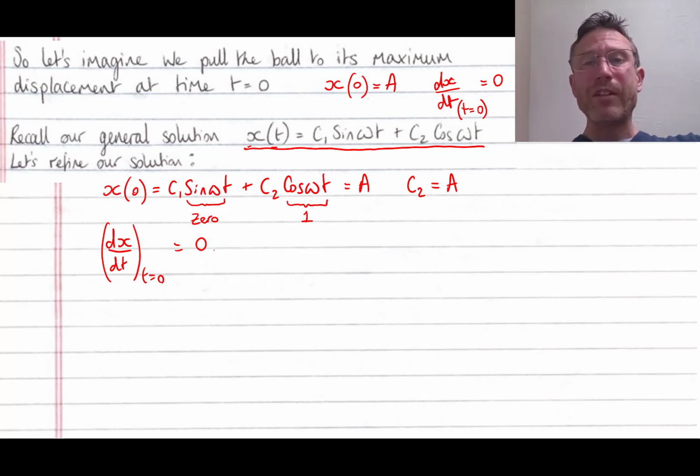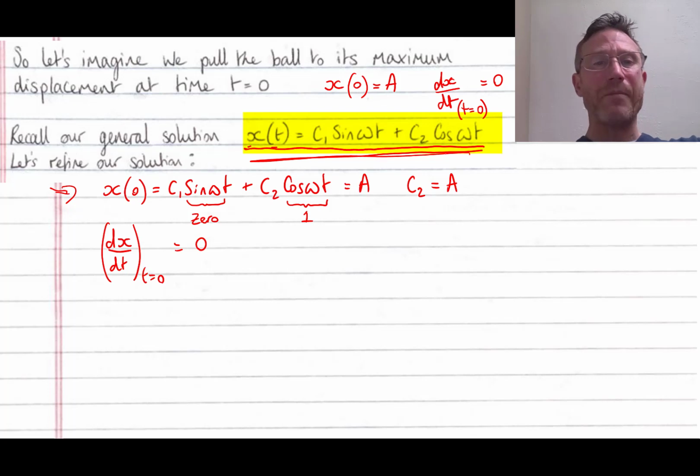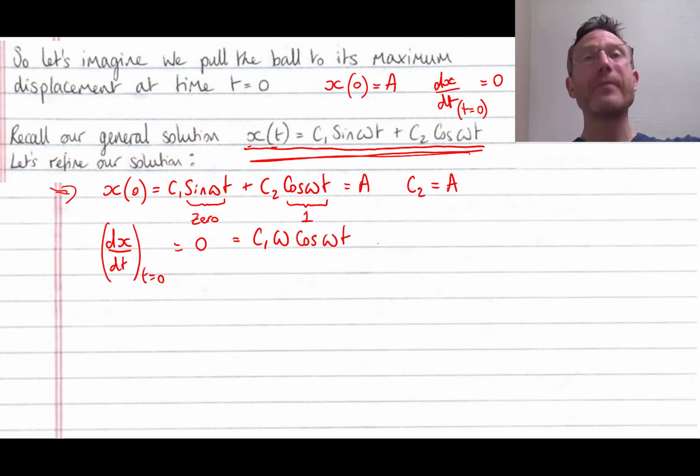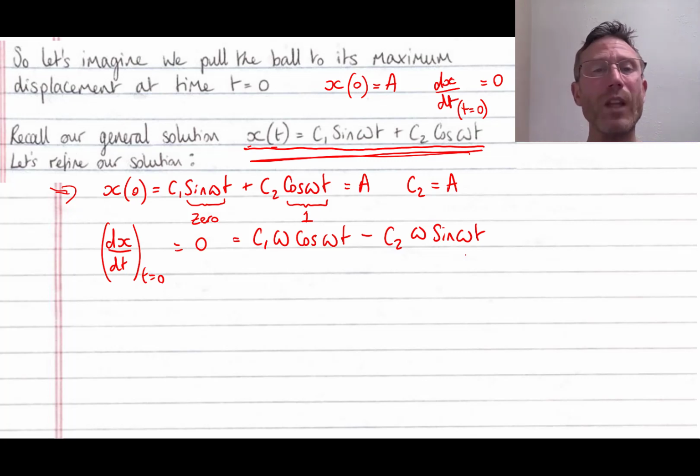So we're going to take the derivative, of course, of the function that we started with. We're going to take the derivative of this function in here. So that gives us C1 omega cosine omega t minus C2 omega sine omega t. Okay, so there's the derivative of that function. What else can we say?